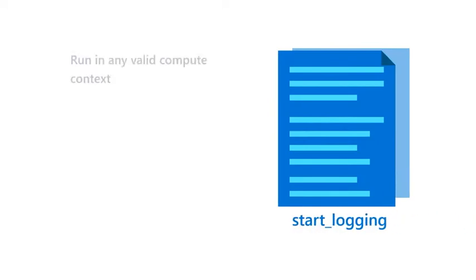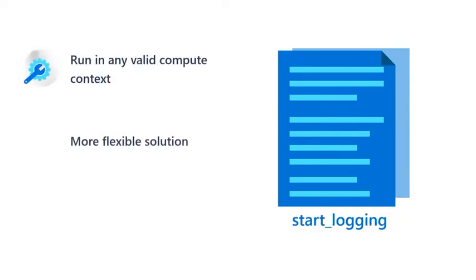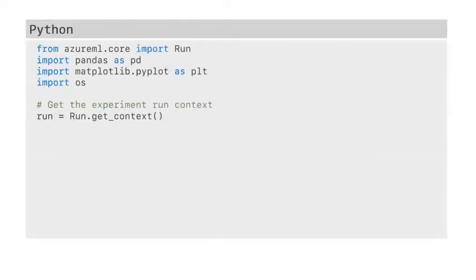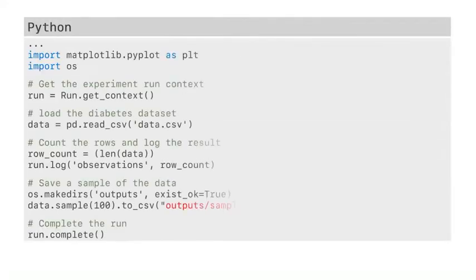You can run an experiment inline using the start_logging method of the Experiment object, but it's more common to encapsulate the experiment logic in a script and run the script as an experiment. The script can be run in any valid compute context, making this a more flexible solution for running experiments at scale. An experiment script is just a Python code file that contains the code you want to run in the experiment. To access the experiment run context, which is needed to log metrics, the script must import the azureml.core.Run class and call its get_context method. The script can then use the run context to log metrics, upload files, and complete the experiment.